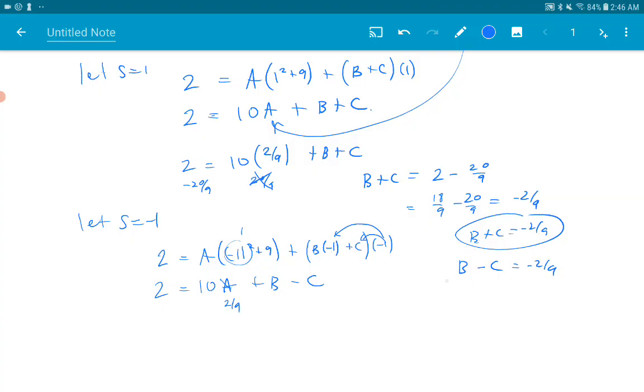Look at that. If I add these two equations together, I get 2b equals negative 4/9, because the c's add up to 0. And it looks like b would be negative 2/9. And since b plus c is negative 2/9, then c would be 0. All right, so I got a, b, and c. I'm almost done. I finished my partial fractions.